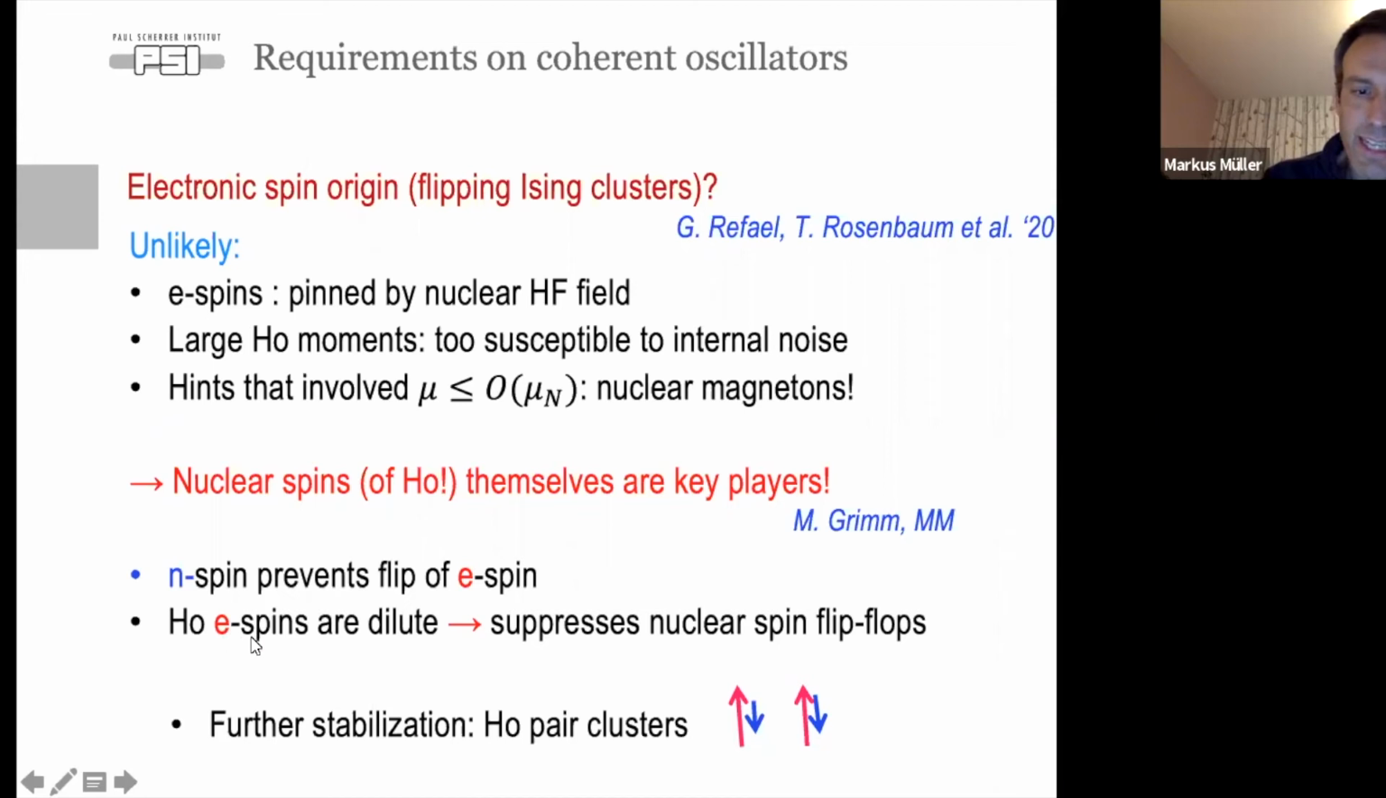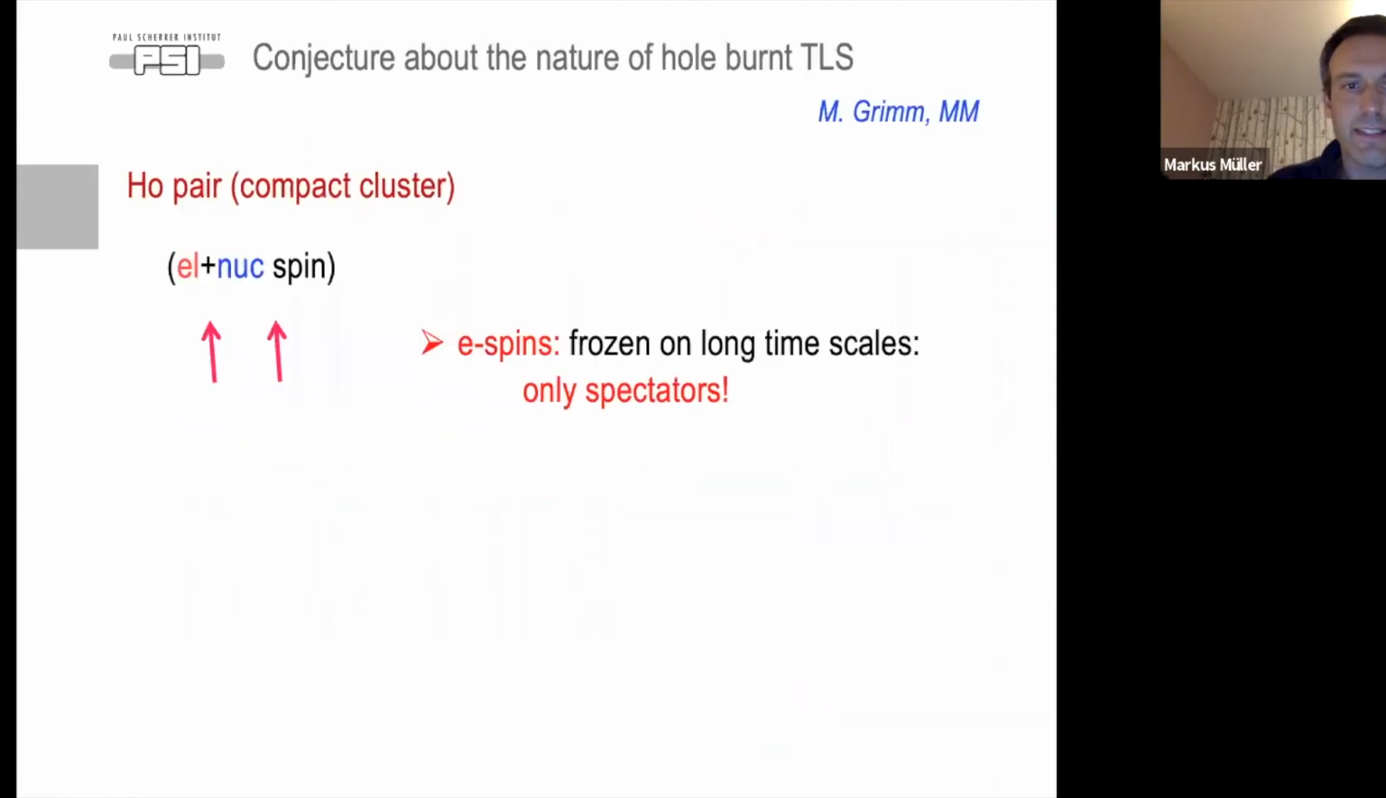Furthermore, it's important that the electronic spins are dilute, that they are only 4%, and that suppresses nuclear spin flip-flops from one holmium to another one. If you have an excitation of the hyperfine levels, then it's hard to hop from one to the next. What is even more stable than a single holmium is a holmium pair, and we think that it's important that you look at the pairs because the dipolar field of one holmium on the other suppresses the flipping even further, and also the hybridization between the nuclear excitations helps to stabilize the system.